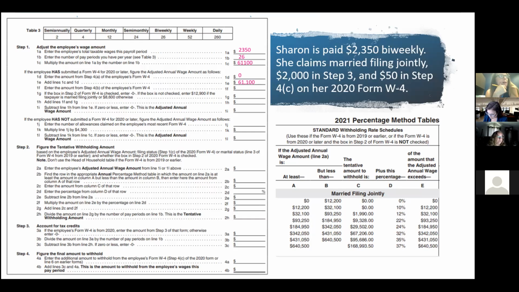Based off of that information, again, we're going to enter from step 4B on the employee's Form W-4. They didn't tell us anything about step 4B, so we assume it's 0. If they don't tell us, we have to assume it's 0. If the box in step 2 of Form W-4 is checked, enter 0. If the box is not checked, enter 12,900 if the taxpayer is married filing jointly, or 8,600 otherwise. They tell us that she is claiming married filing jointly, and they did not tell us that she checked the box. So we're assuming she did not check the box, which means we're putting 12,900 on that line.